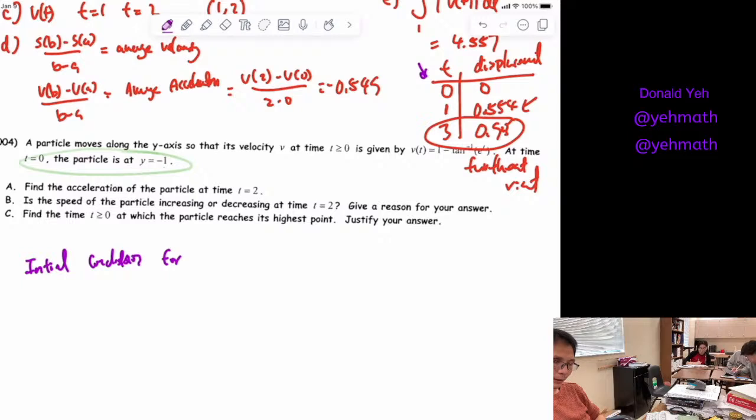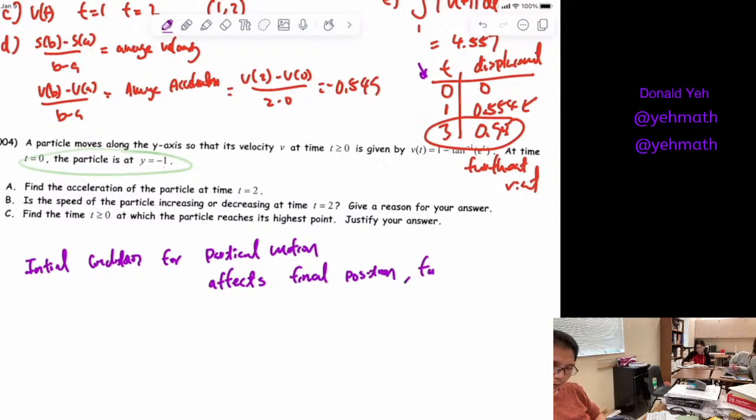for particle motion affects final positions, or furthest left or right, but not total distance and total displacement. I don't know how to spell furthest, whatever.